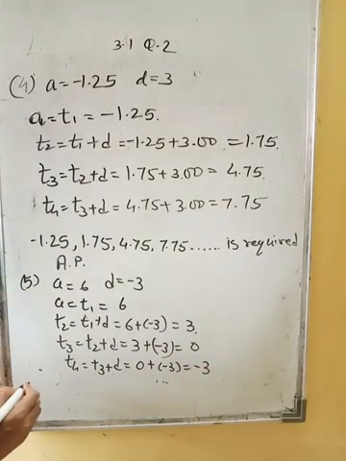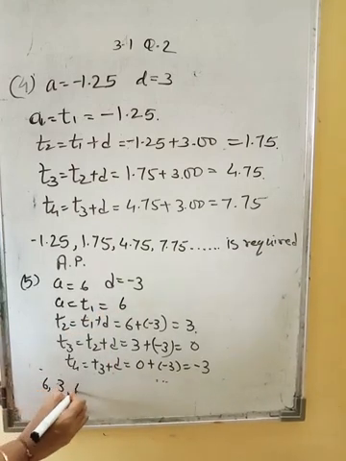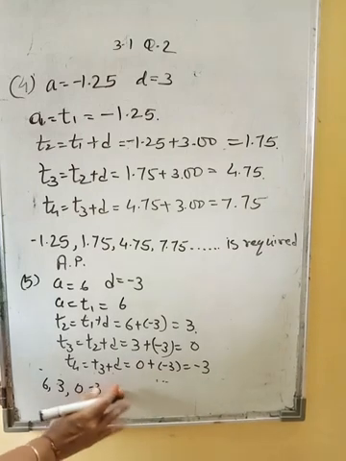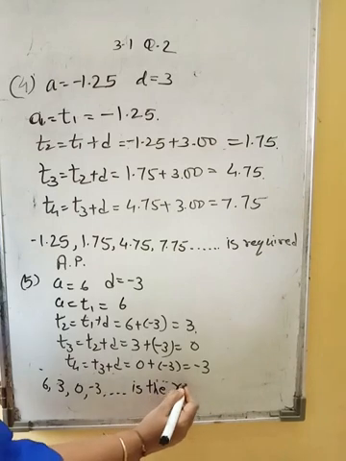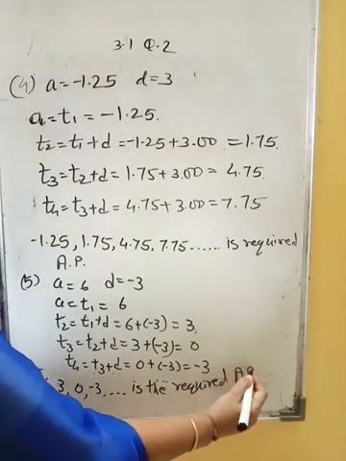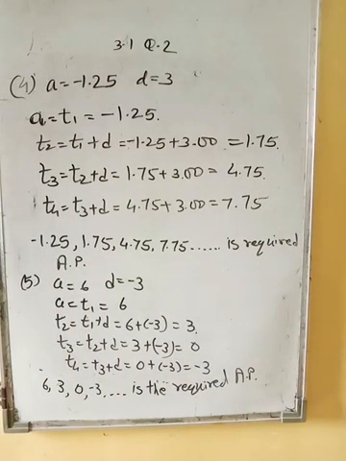4 terms are found, so we can write down now. 6, 3, 0, minus 3, dot dot dot dot is the required AP. Once you complete this, let us move to the sixth question.